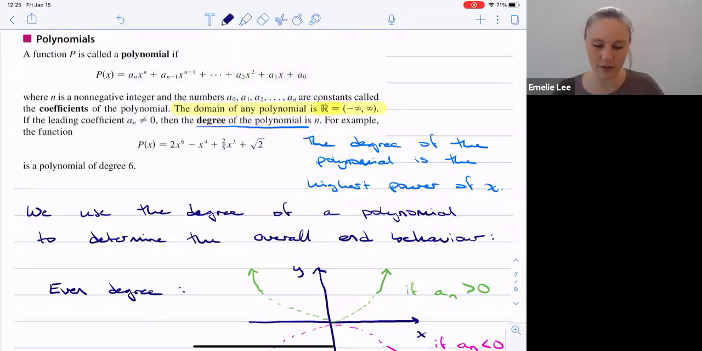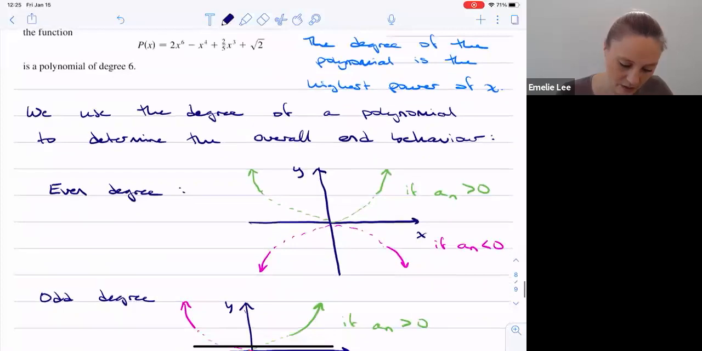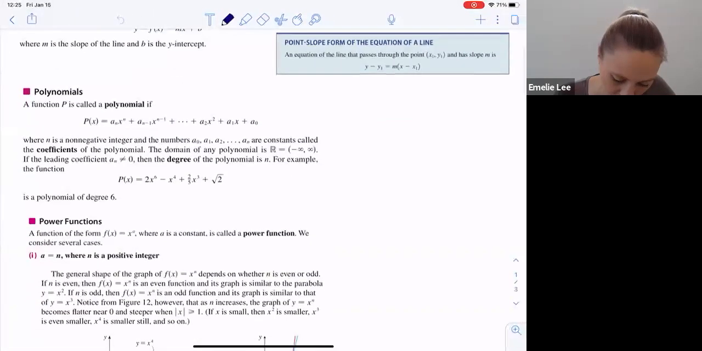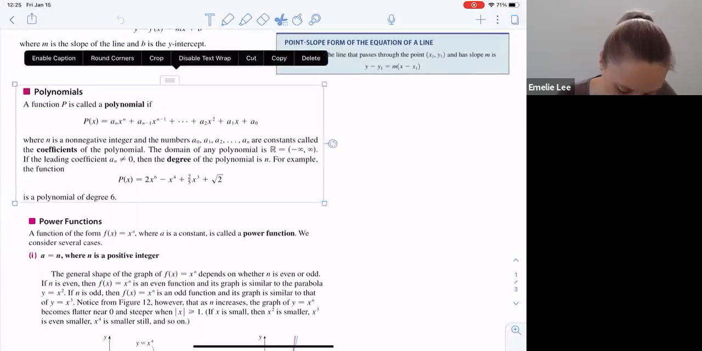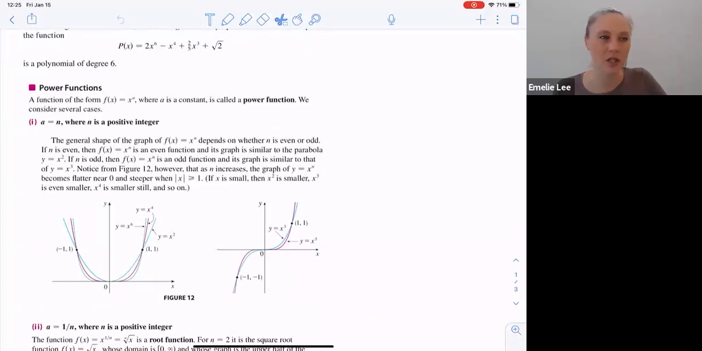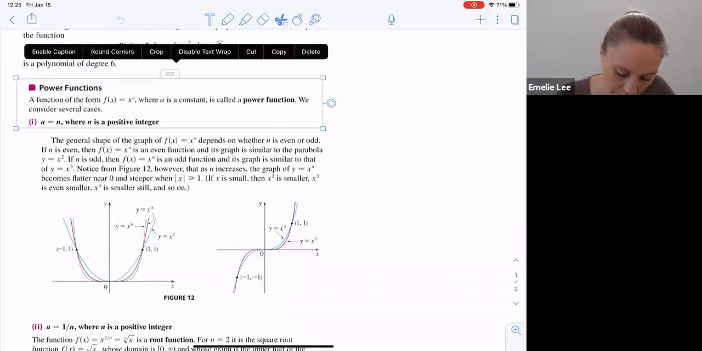You can put in any value of x and it'll give you an output. Okay. So let's see here. Next one is, we talked about polynomials, power functions. Power functions in general are if you have, oops.